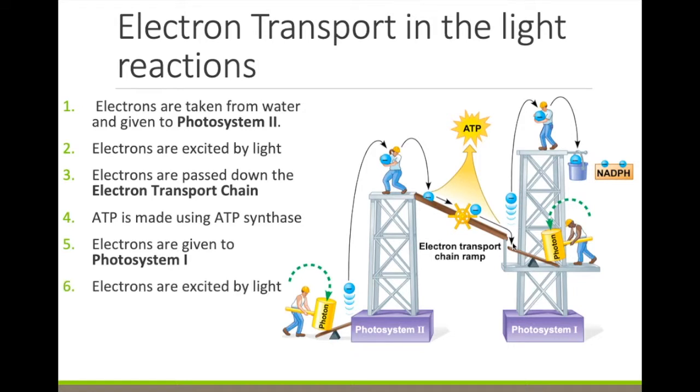Again, it gets accepted by a primary electron acceptor. This electron acceptor is going to be giving the electron to NADPH. Once we give the electron to NADPH, we will be done with the light reactions. And now the energy molecules that we've made, ATP and NADPH, can move out to the stroma and be used in the second part of photosynthesis.